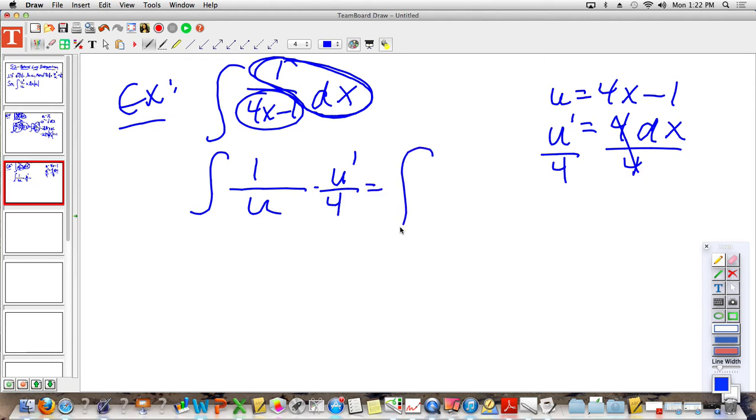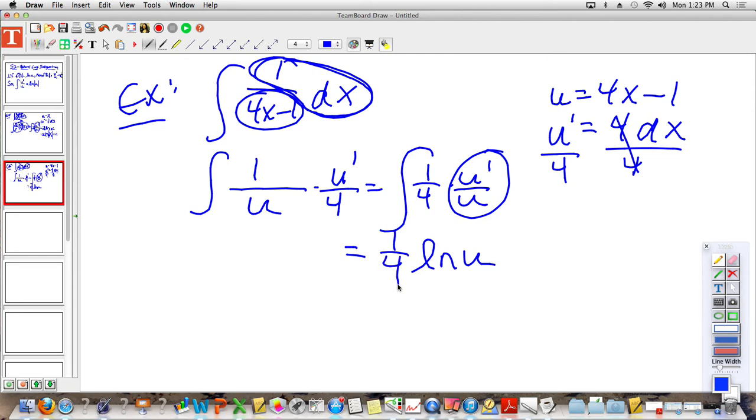which is equal to the integral of. I want to get this u prime over u together. So I'm going to rewrite this as 1/4 times u prime over u. Are you okay with that? We're multiplying fractions, top times top, bottom times bottom, so it doesn't matter what order the top and the bottom are in, as long as they're all being multiplied and the top stays on the top and the bottom stays on the bottom. What is u prime over u? What is the integral of u prime over u? It is the ln of u. What goes in front? 1/4. The constant, which is 1/4.